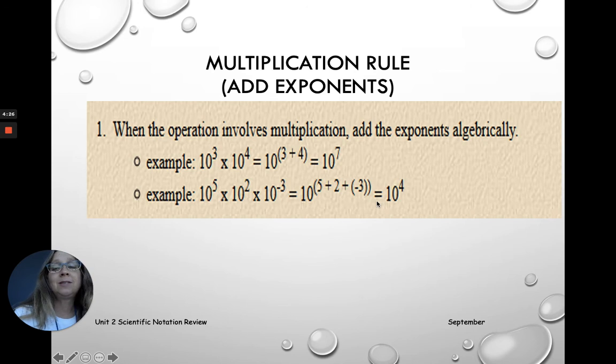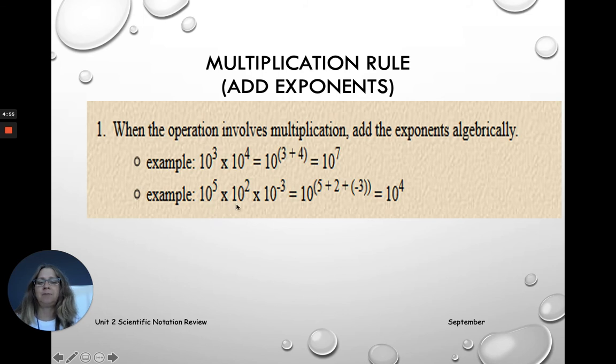Now, this is really a handy tool. Multiplication rules: when you multiply, you add exponents. So when the problem involves multiplication, you add the exponents algebraically. So for example, if you're multiplying 10 to the third times 10 to the fourth, you don't have to put this in your calculator. You're just going to add these two numbers. 10 to the third times 10 to the fourth is going to be 10 to the 3 plus 4, which is 7. Here's another example.